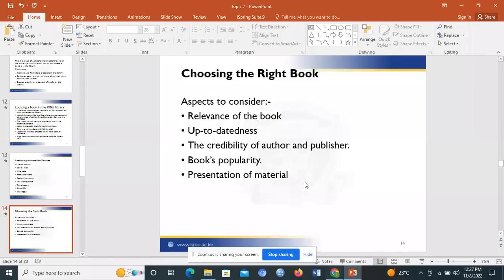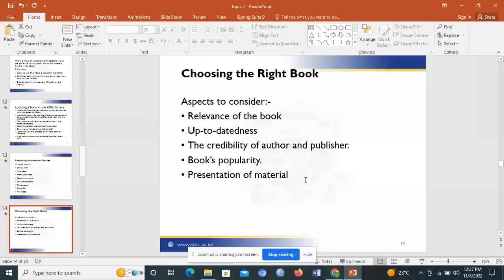How has your lecturer even talked about it? That is a mark of the popularity. Then finally, the presentation of the materials. Are there pictures that could help you understand? Are there maps, photographs that could help you understand information? How has the material been presented in the book?